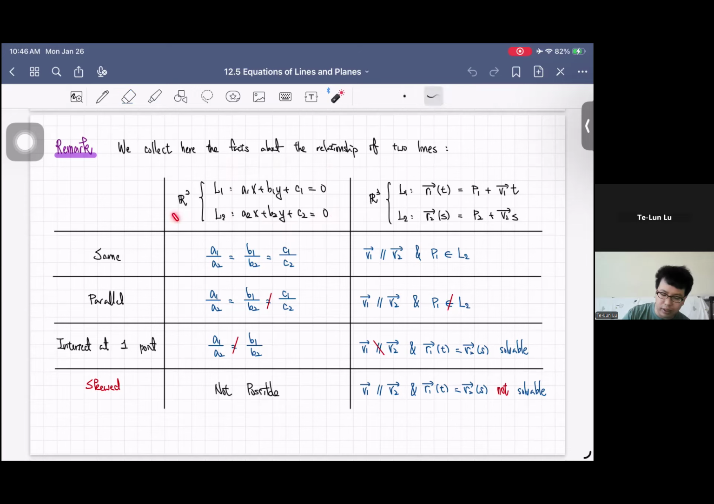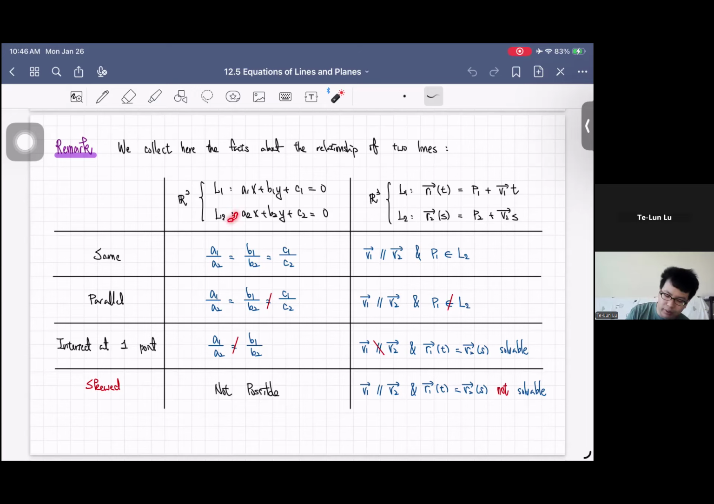So say in R2, you have two lines, L1 and L2, given by A1x plus B1y plus C1, and the same for number 2, L2. And for R3, I have written it down here in terms of the parametric equation: P1 plus B1t, P2 plus B2s. Okay? So what are the scenarios between these two lines? What are the possible intersection configurations of these two lines? First of all, they might be the same. Same means that they're exactly the same line. They lie on the same trajectory.